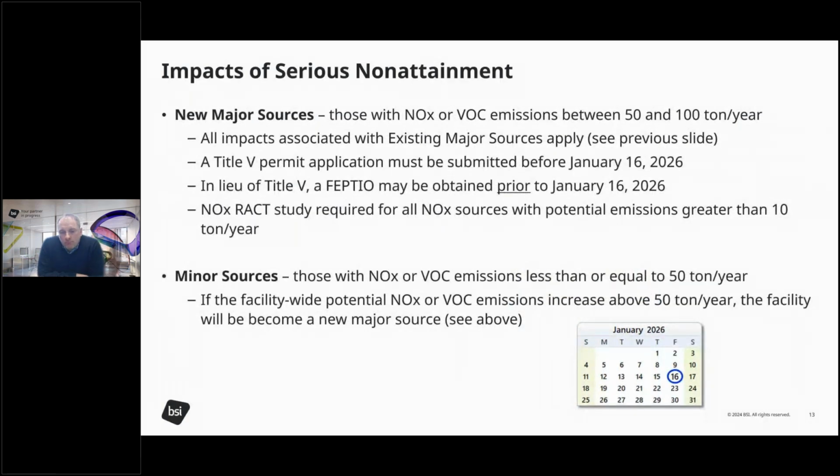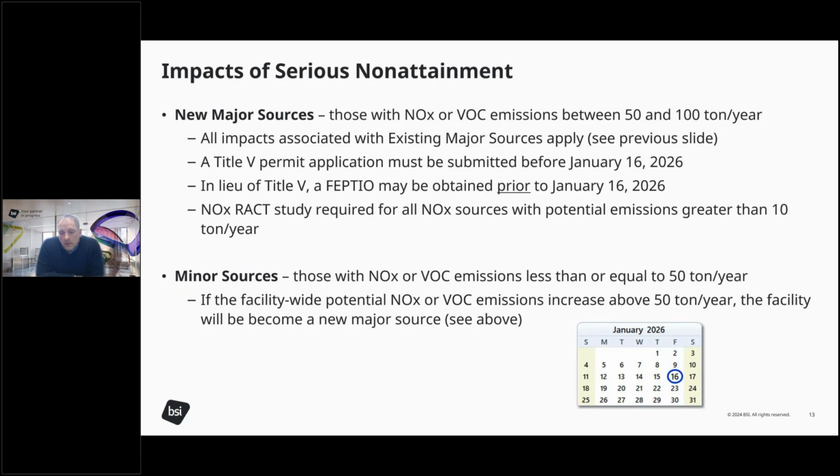So moving on to what I'm calling the new major sources, those are the ones with NOx or VOC emissions between 50 and 100 tons per year. So they're going to be subject to all the same requirements that I just mentioned for existing major sources. So one thing is, if you don't already have a Title V permit as a result of other pollutants, you will need to apply for a Title V permit. So if you're not a Title V source, as of last Thursday, you are now a major source and you need to submit a Title V permit, and that is due before January 16th of 2026.